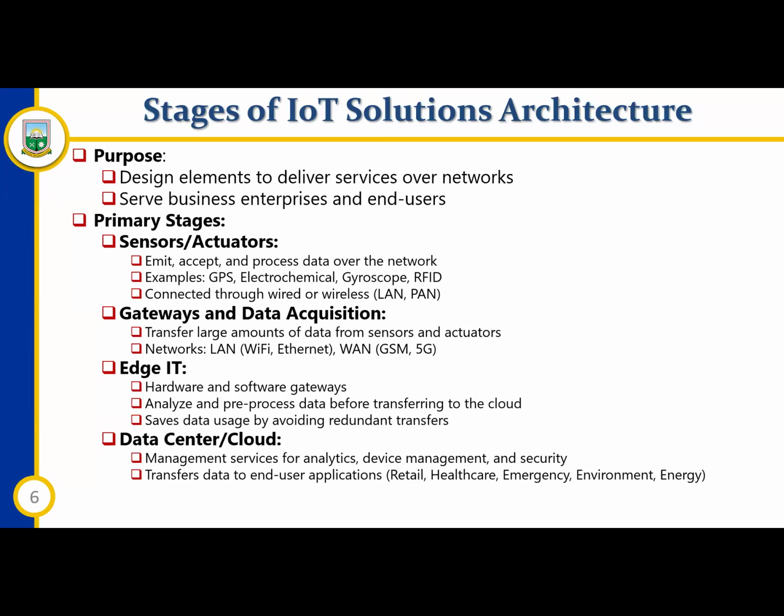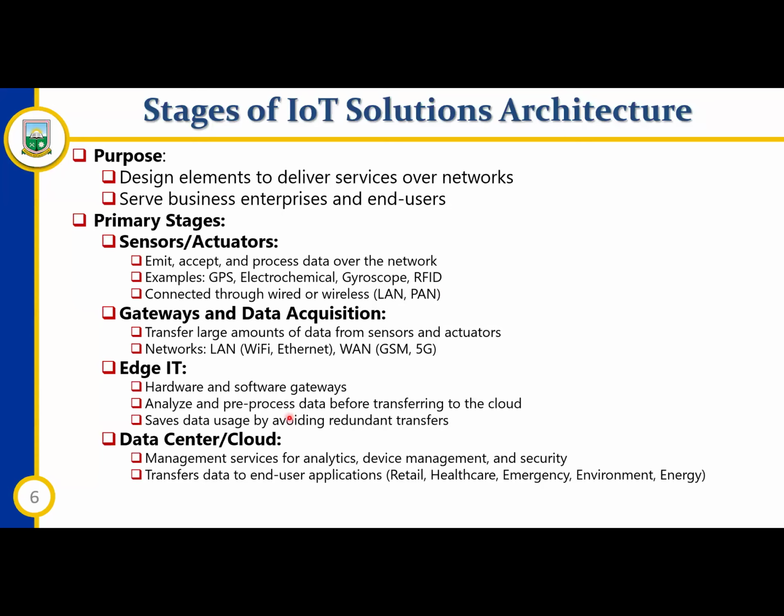Everything happens at the network section before it goes onto the cloud, which is most times where the internet is. So the edge is very key when it comes to the architecture of the IoT. Then the data center and cloud is where everything happens. Usually it comes under the management services, which process the information through analytics, management of the device, and also security.